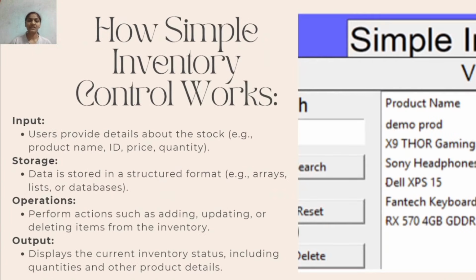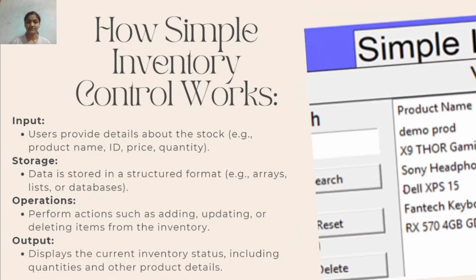How simple inventory control works. Input. Users provide details about the stock, for example product name, ID, price, quantity, etc. Storage. Data is stored in a structured format, for example arrays, lists, or databases. And operations, which perform actions such as adding, updating, deleting items from the inventory. And output, which displays the current inventory status, including quantities and other product details.